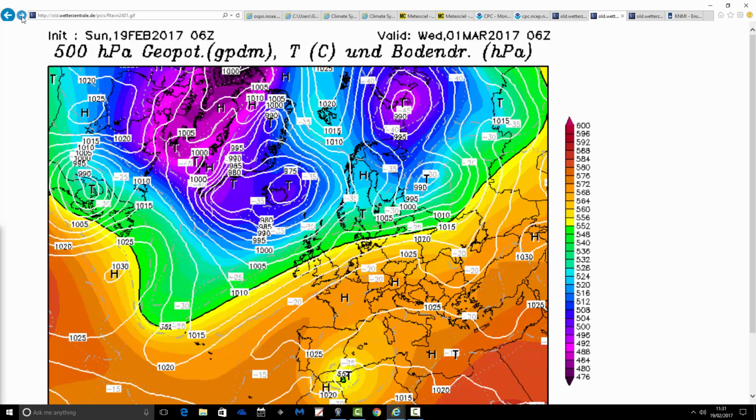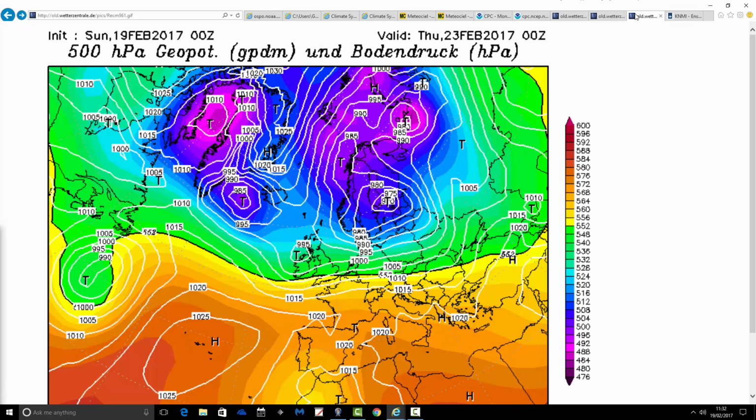We move through to day 10, which is Wednesday the 1st of March, so the first day of meteorological spring, looking like this with mild southwesterly winds and still probably quite wet in the north, but a lot of dry spring-like weather in the south.